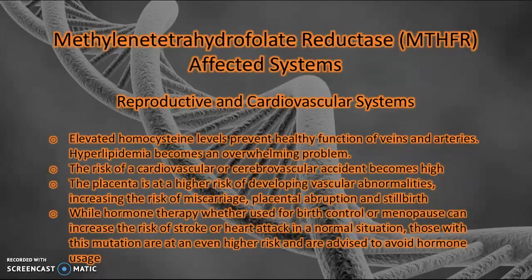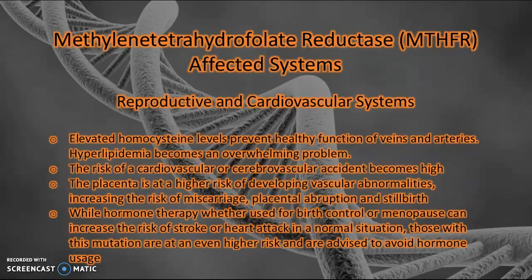Elevated homocysteine levels affect the reproductive and cardiovascular system. We already went over the reproductive on the development portion as far as the embryos. With the homocysteine levels being high, it increases the hyperlipidemia within the blood. When this happens, the risk of cardiovascular accidents becomes higher: stroke, heart attack, etc. This also causes developing vascular abnormalities within the placenta, so placental abruption, miscarriages because of both birth defects as well as placental issues, and stillbirth. These risks are all going to go higher.